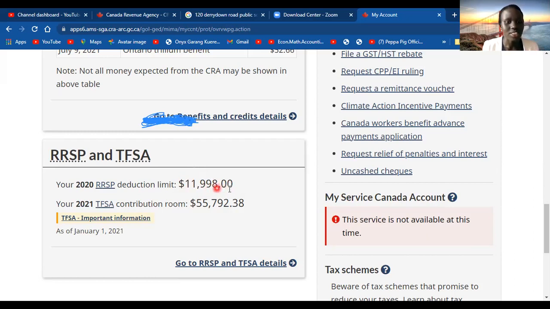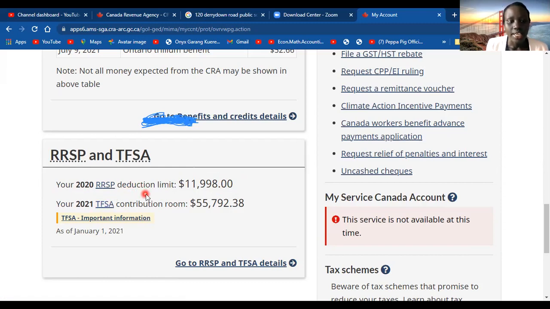So mine had accumulated to 11,998. This is the amount, because every year when you miss it, you get the current year plus 18% of your previous income. So that's how they calculate it. So for me, my RRSP is 11,998 for the 2020 RRSP deduction.